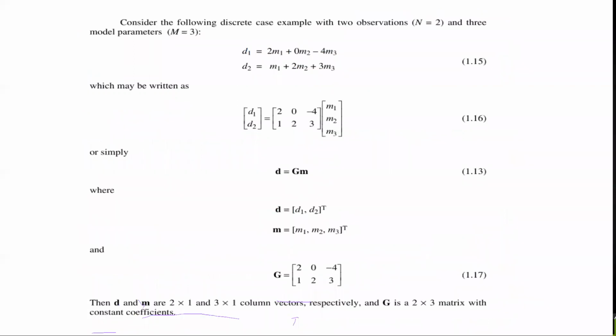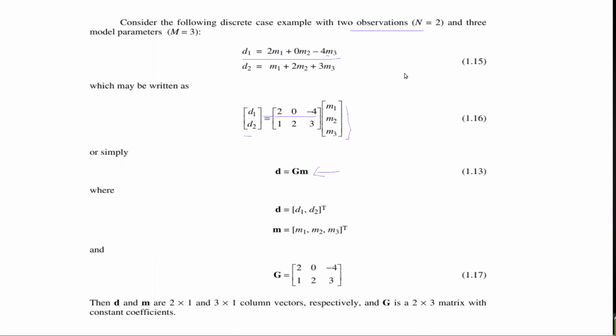And this slide is showing us a simple example of how to construct these matrices. Let's say we have data D1, D2, so two data observations, and model parameters M1, M2, M3. So m is equal to 3. Then we can put this into matrix notation by putting all the model parameters in M and the data in D, and then this will be the coefficient matrix. The first equation goes into the first row: 2, 0, minus 4.